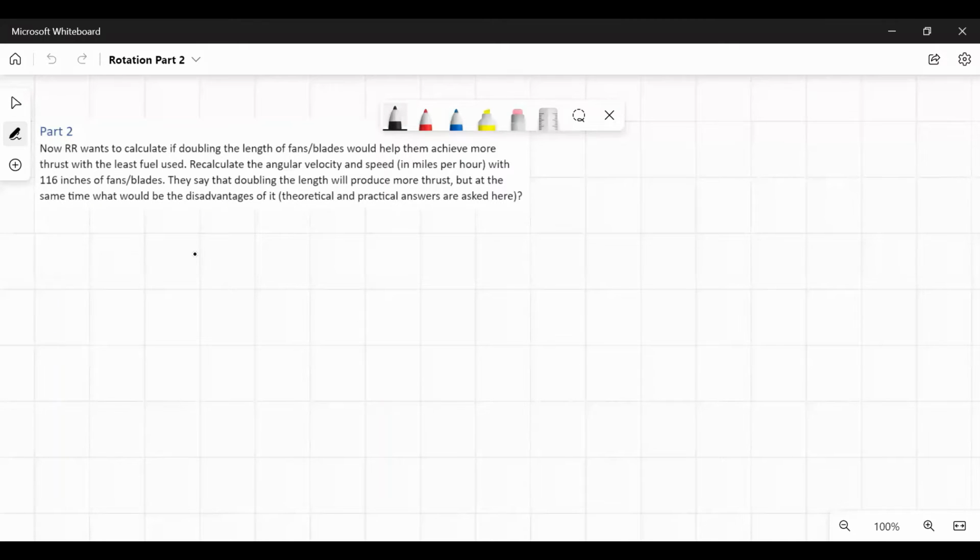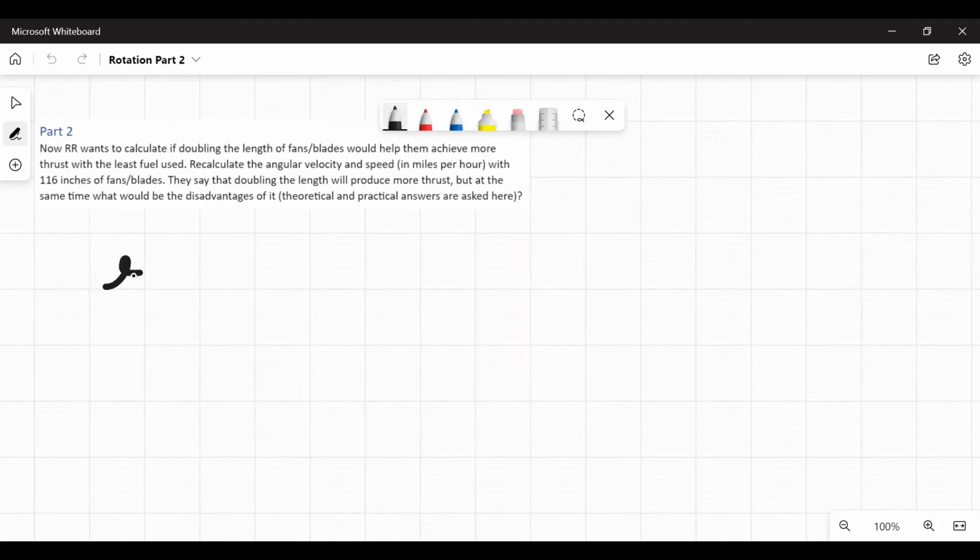Alright, so we are back to part 2 now, and we're going to work through the whole part 2. Rolls-Royce now wants to calculate if doubling the length of the fan blades would help them achieve more thrust with least fuel used. Recalculate the angular velocity and speed with 116 inches of blades. They say that doubling the length will produce more thrust, but at the same time, what would be the disadvantages of it? It asks for theoretical and practical answers. Alright, let's walk through it.